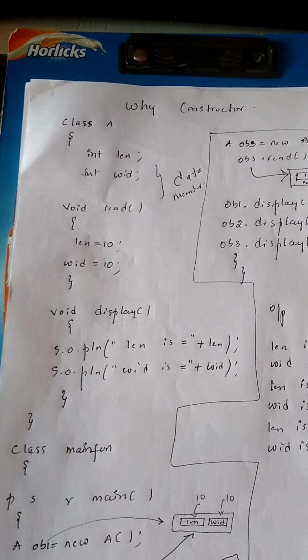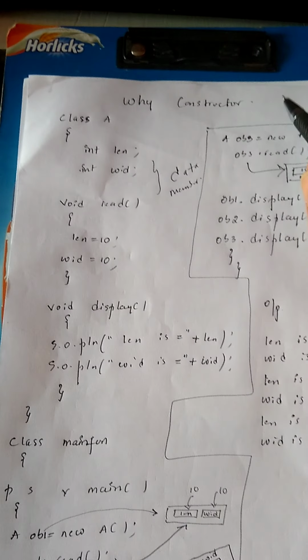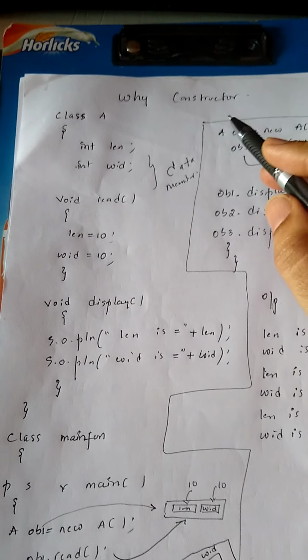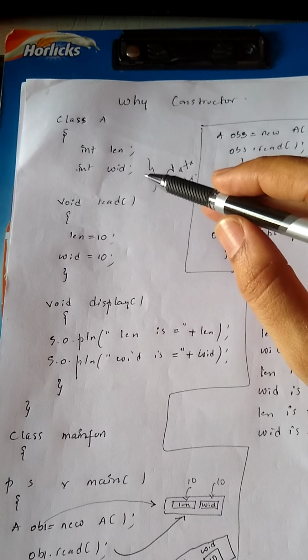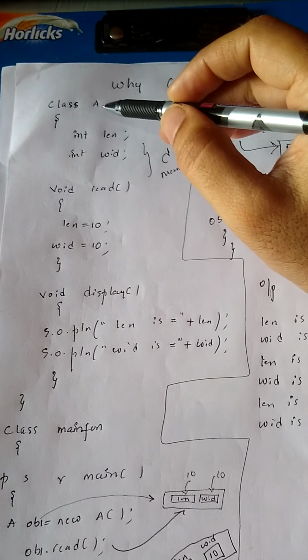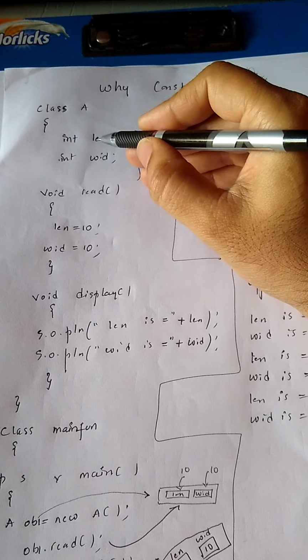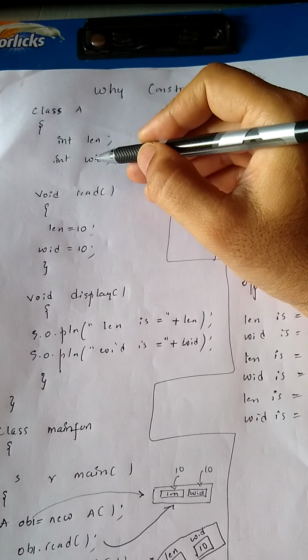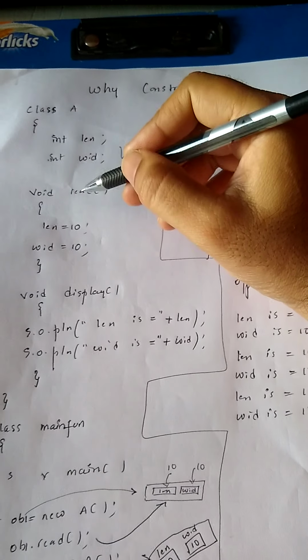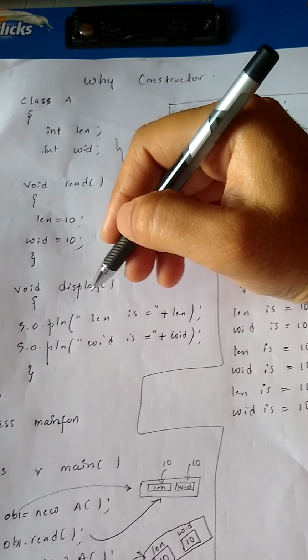Today I'm going to explain why we need a constructor. Let me start with an example. For example, I'll consider a simple program: class A, with two data members, length as well as width. These two are called data members, and I've taken two member functions. One is read and one more is display.